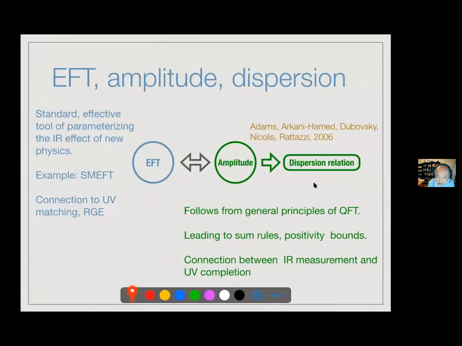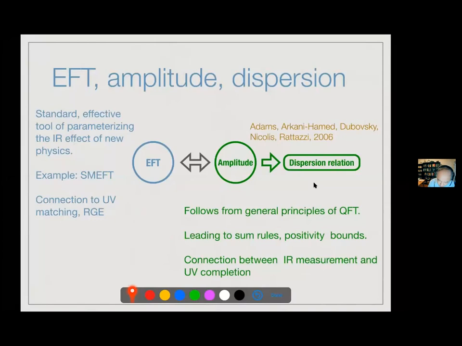This follows some very general principles of quantum field theory, such as locality, unitarity, and analyticity. And it leads to things like sum rules, positivity bounds, and so on. As we will see in some detail later, it gives you an interesting way of connecting the infrared measurement and the UV completion. It is equivalent, containing the same information as the EFT matching and running, as we'll see in more detail later.